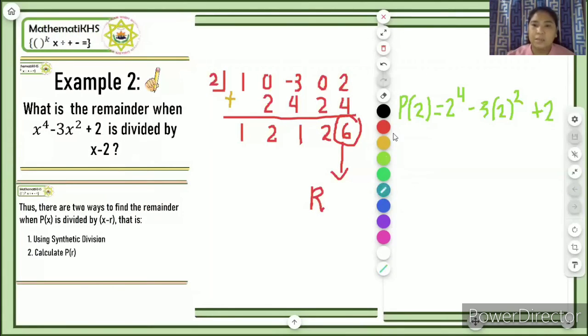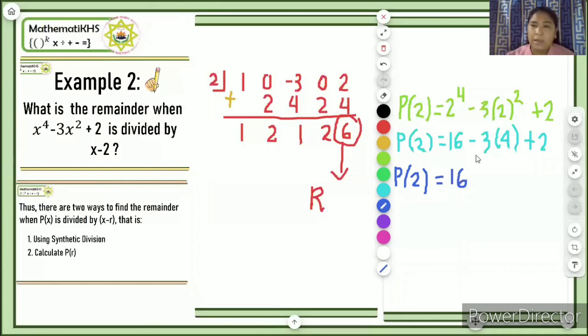So, next. We have P of 2. Simplify natin. What is 2 to the fourth? That is 2 times 2, 4, 4 times 2, 8, 8 times 2, that is 16. Then, minus 3. We simplify first this one kasi siya yung may exponent sa PEMDAS. So, 2 squared is 4. Okay, plus 2. Next. We have P of 2, this is equivalent to 16. Then, negative 3 times 4 is negative 12. Then, we have plus 2.